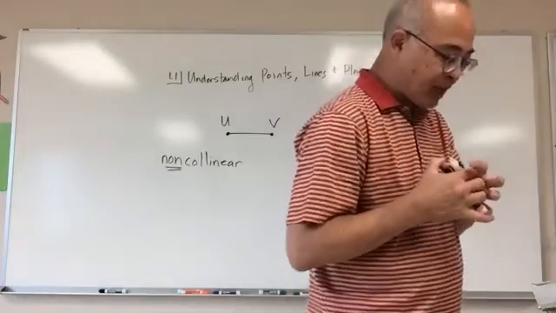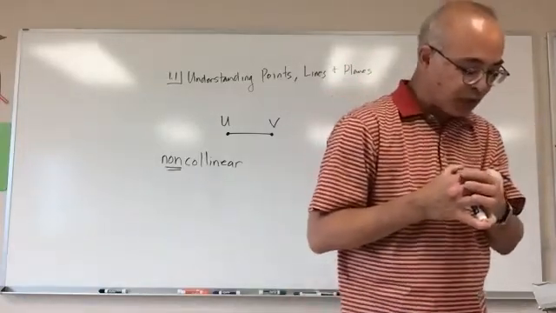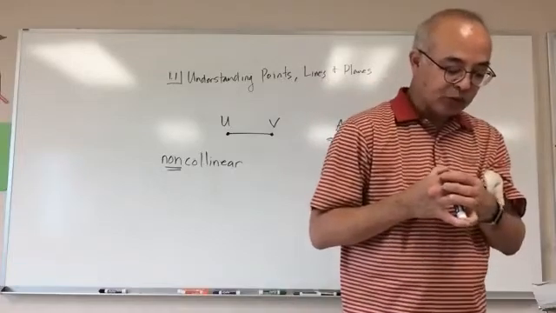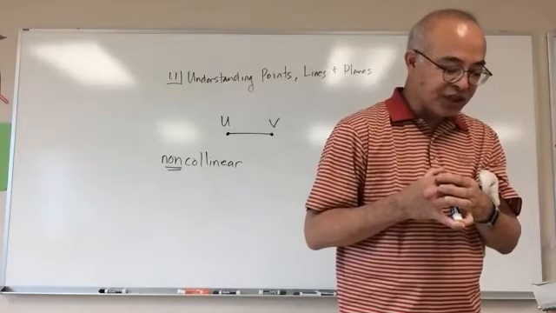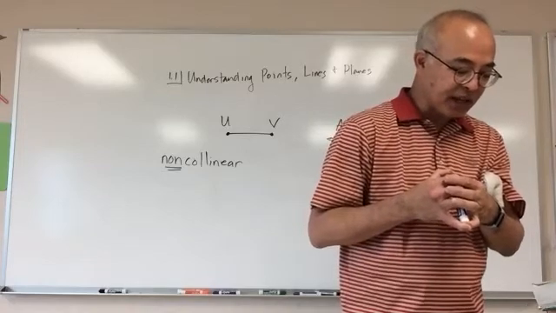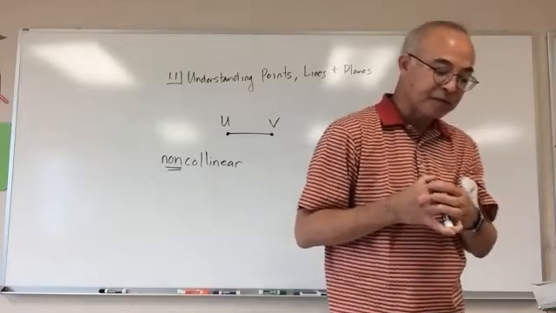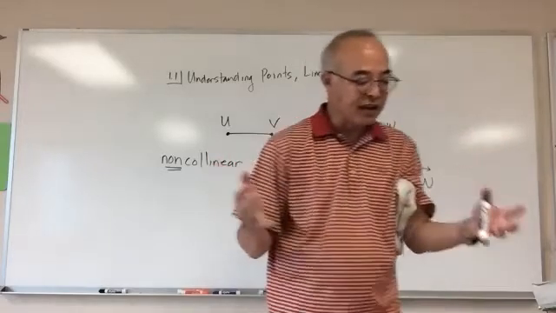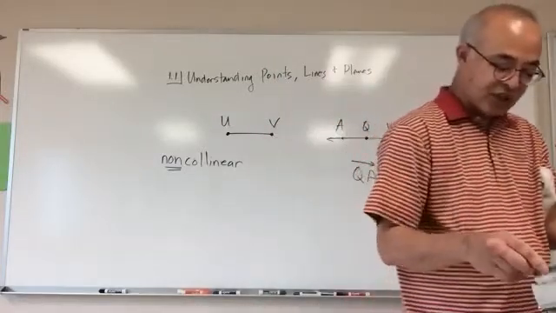Example number 3. Name a line that passes through 2 points. So it would be G and H, right? Name a line that passes through 2 points, G and H. I could have said F and G. I could have said F and H.